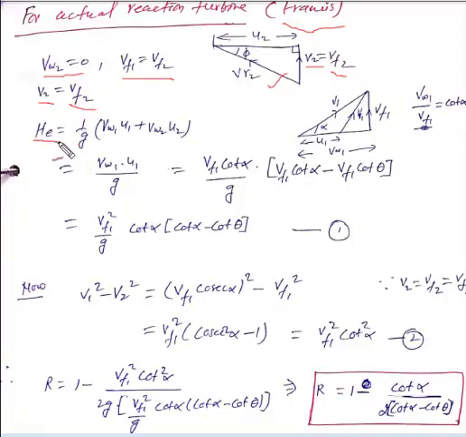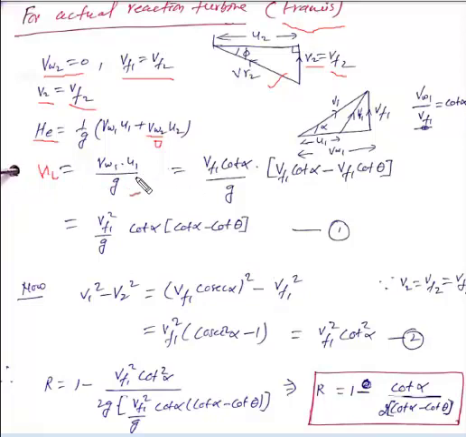Therefore HE will be equal to 1 upon G in bracket (Vw1 into U1 plus Vw2 into U2). Now putting the value for this reaction turbine, we get HE is equal to Vw1 into U1 divided by G, because here the Vw2 component is 0, therefore this second component will be equal to 0. Finally we get HE is equal to Vw1 into U1 divided by G.